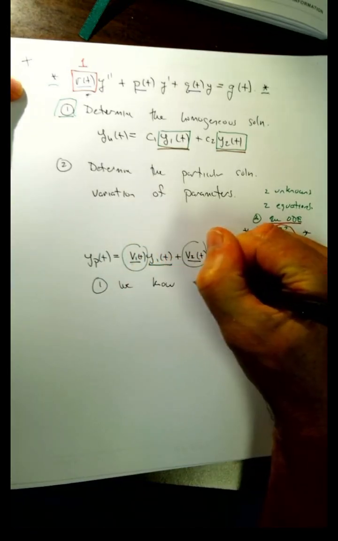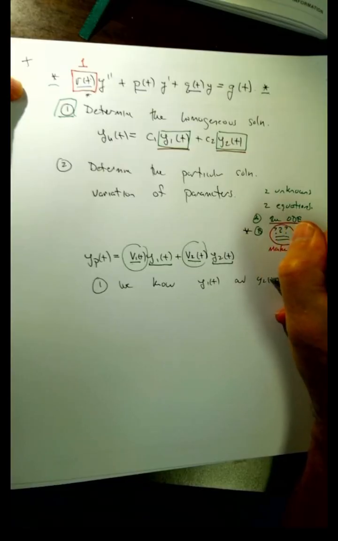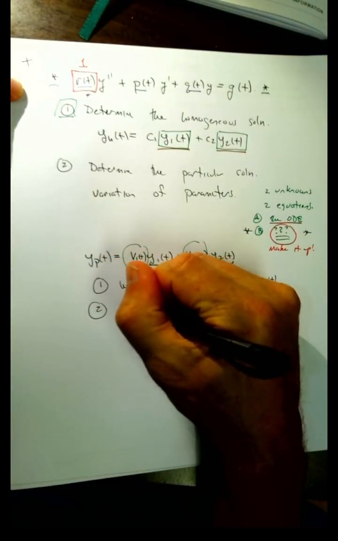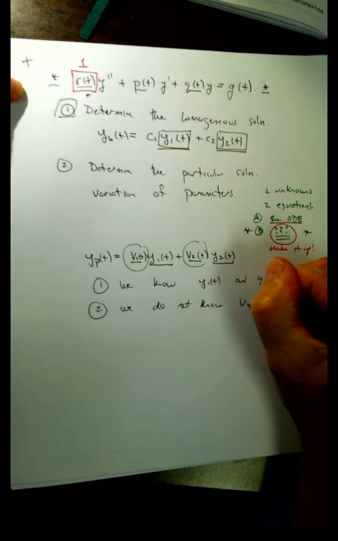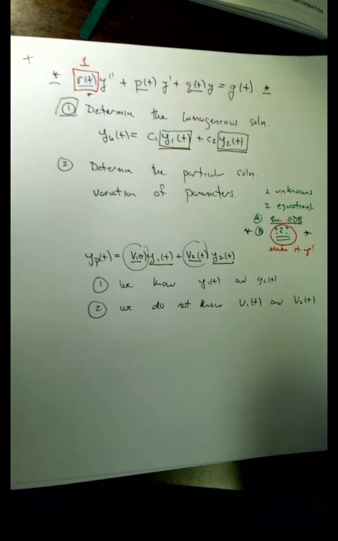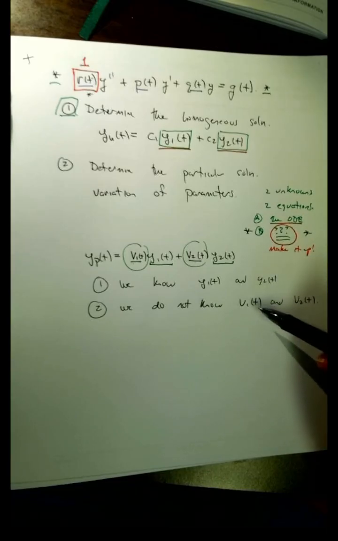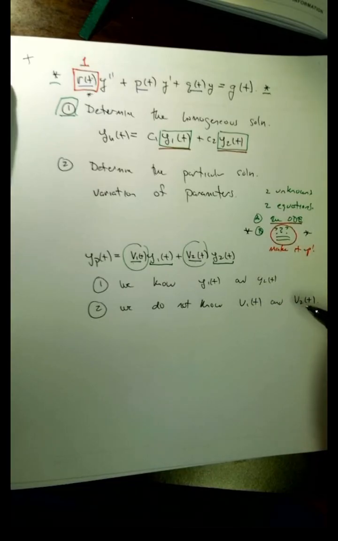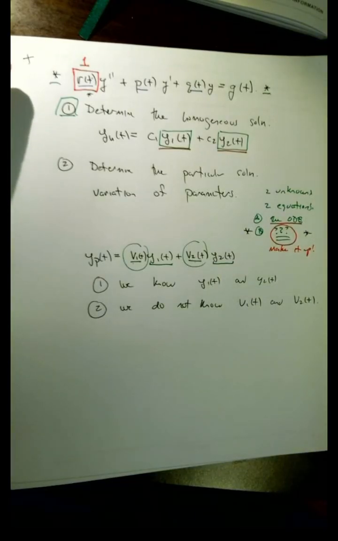At this point, we know y1 and y2 of t. We do not know v1 of t and v2 of t. Our whole goal is to figure out what those are, and I'm hoping that the process of calculating v1 and v2 is going to be easier than just working with the original equation by itself. And sometimes that turns out to be the case.